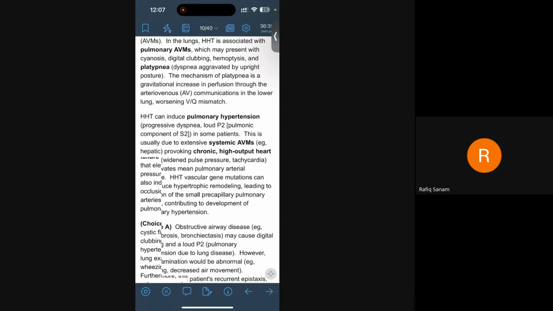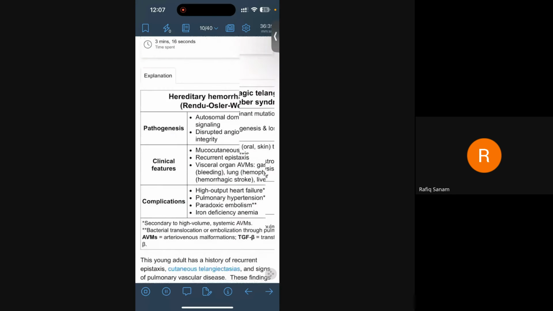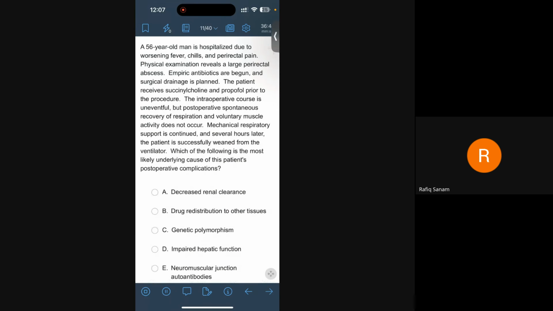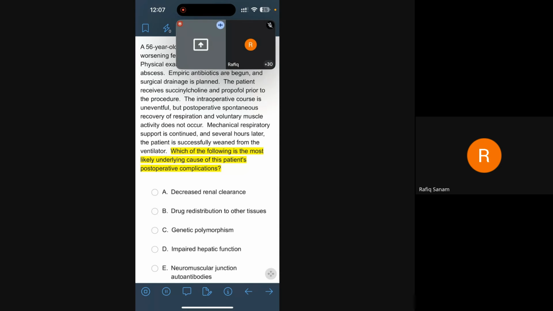Let's move on to the next one. Which of the following is the most likely underlying cause of this patient's postoperative complication?